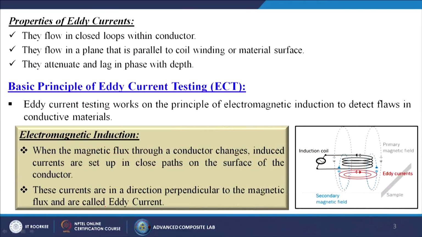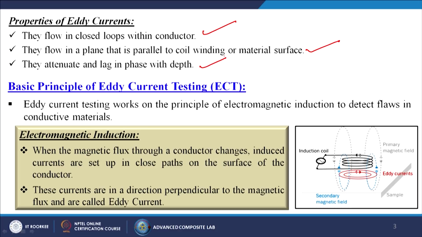Properties of eddy currents: they flow in closed loops within the conductor, they flow in a plane that is parallel to the coil winding or the material surface, and they attenuate and lag in phase with depth.